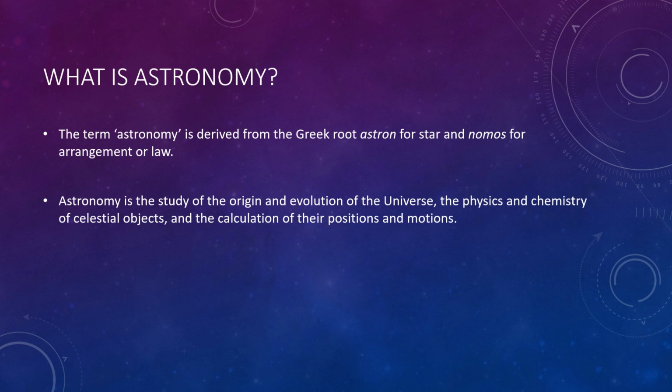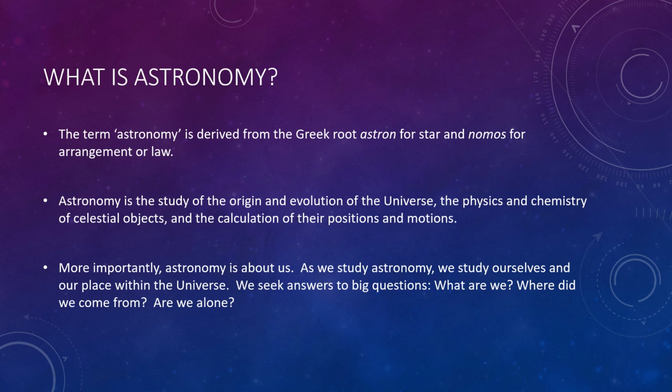Astronomy is the study of the origin and evolution of the universe, the physics and chemistry of celestial objects, and the calculation of their positions and motions. There are many branches to astronomy, which we'll break down in a second, but in general, these are the kind of things that astronomers do. But to me, it's more important to say that astronomy is about us. When we look out into the universe, we're looking into ourselves.